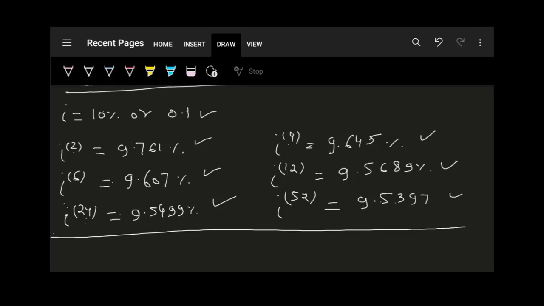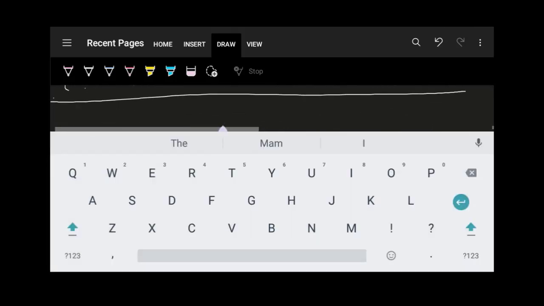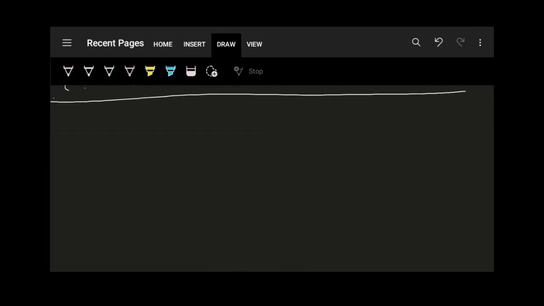When we calculate I4, it is 9.645%, which is less than I2 but not that much less. Then I6 is also less, but the rate of decrement is slowing down. But every interest rate that you calculate for a period P will be smaller than the previous one. So I52 will be less than I24 and so on. If I make a graph of this scenario, it will look like this.